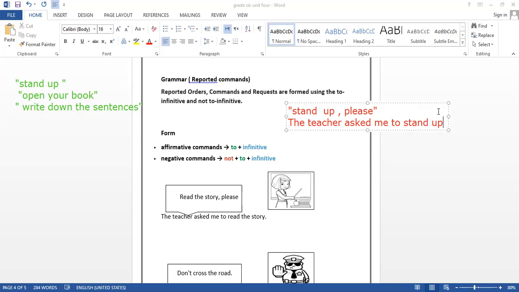So what did we do, teacher? We changed the sentence to report it. We just add to before the verb.